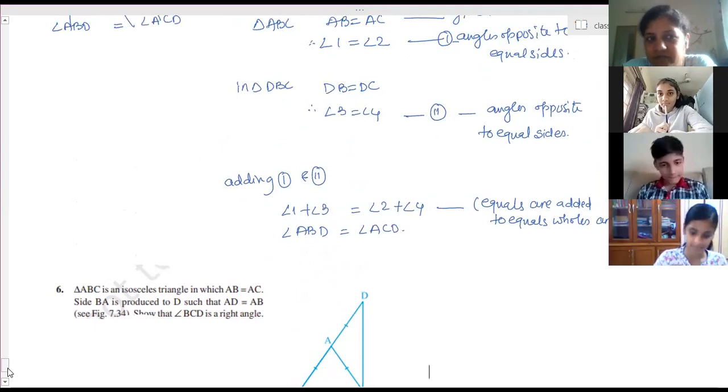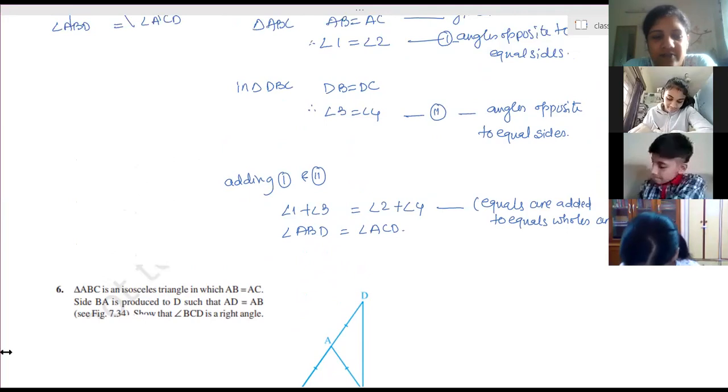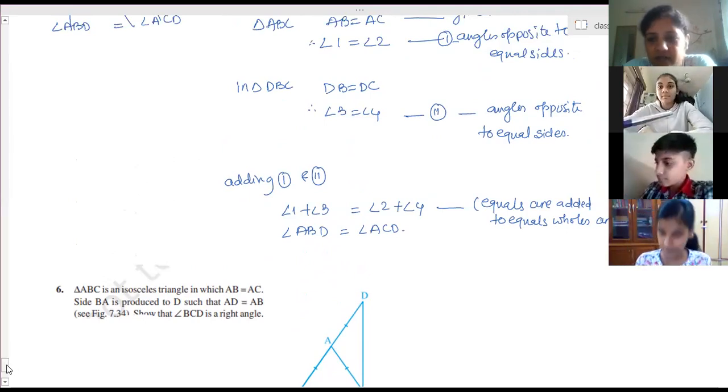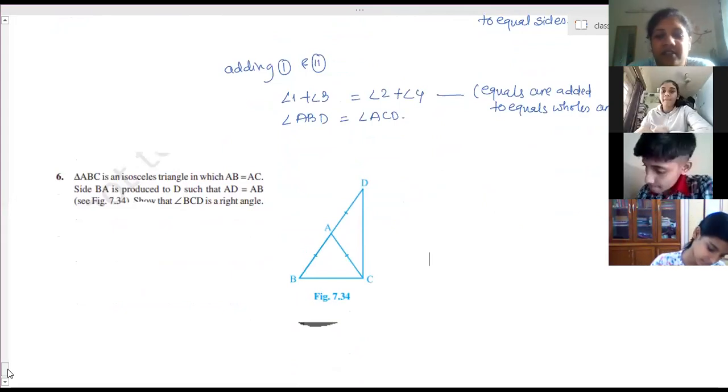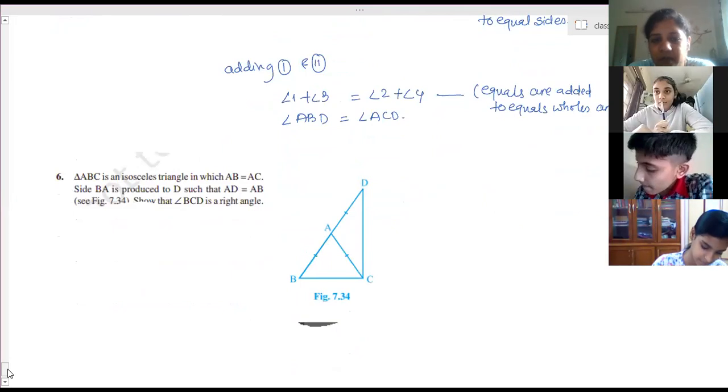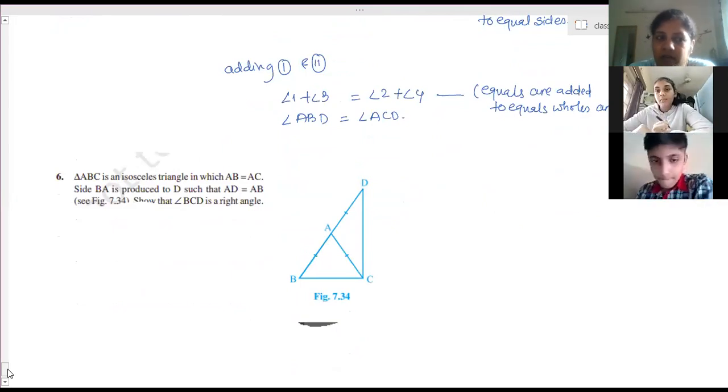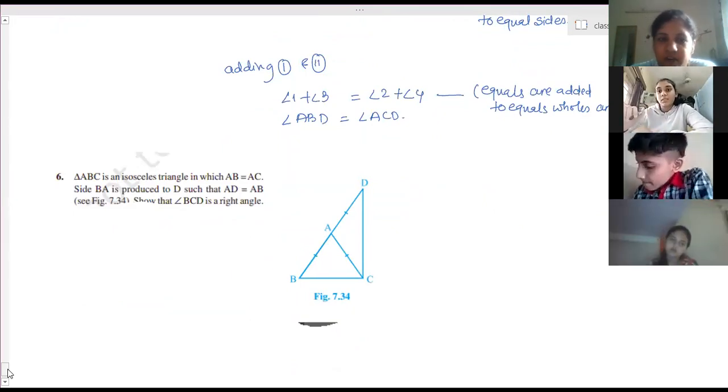Completed? Everyone finished? Fifth one. Sixth one. ABC is an isosceles triangle in which AB is equal to AC. Side BA is produced to D such that AD is equal to AB. Show that BCD is a right triangle.